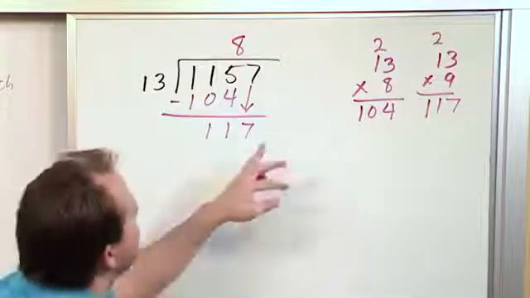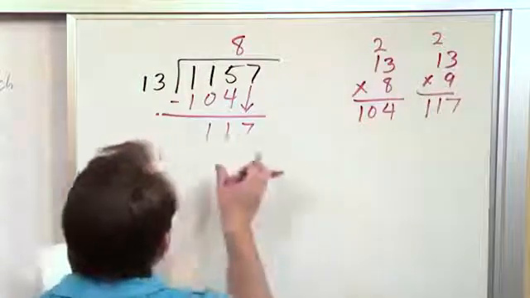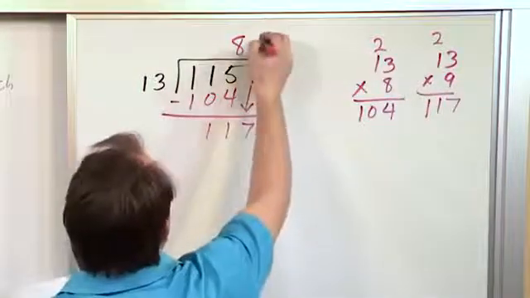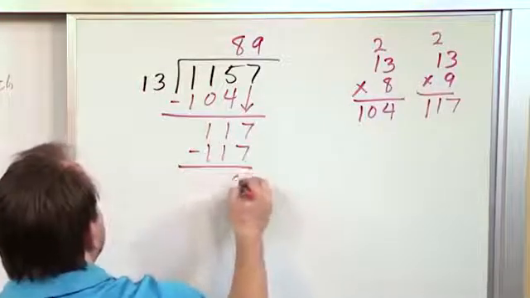Look at what we have here. In the course of doing this, we actually figured out that 13 times 9 was 117. So 13 can go into this actually 9 times. We multiply for 117. We subtract and get 0.